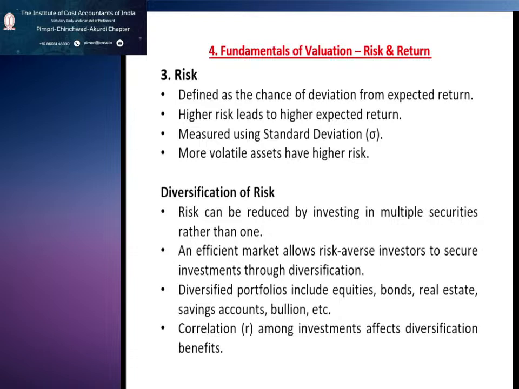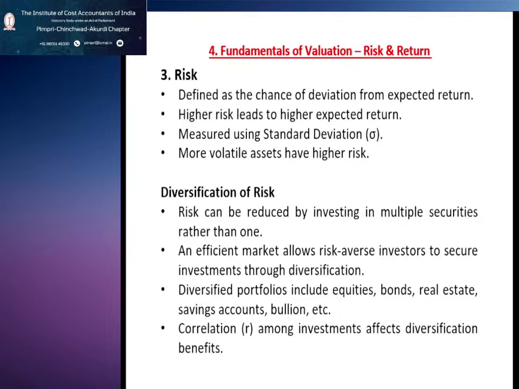So therefore he proposed diversification of risk. Risk can be reduced by investing in multiple securities. That's what his modern portfolio theory was all about: risk diversification. So risk, which is a deviation from the expected return, can be reduced by investing in multiple securities rather than one. And that's how diversification of risk can be achieved.